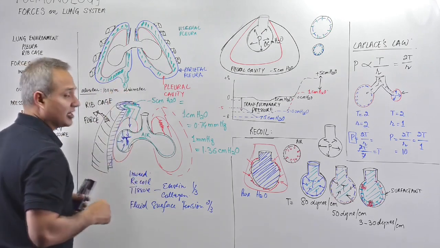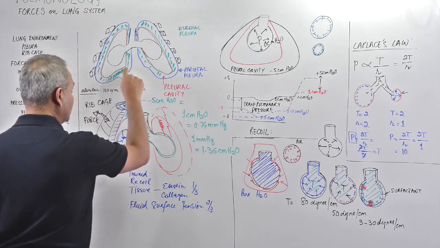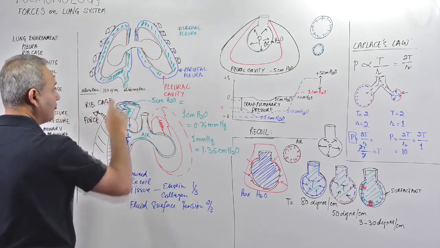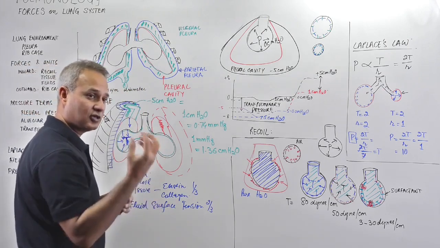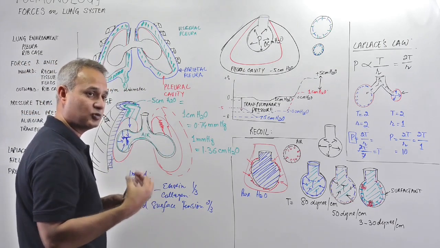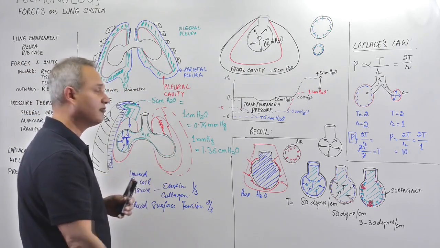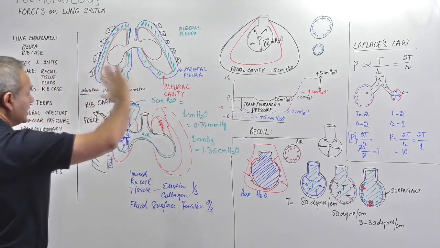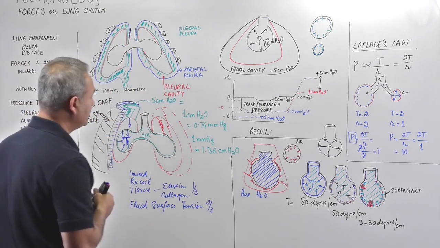There is also another factor that causes this negative pressure to develop, and that is the lymphatic drainage. The lymphatics continue to drain that pleural cavity as well, and that also creates a small suction effect. So this is the environment in which lungs live.